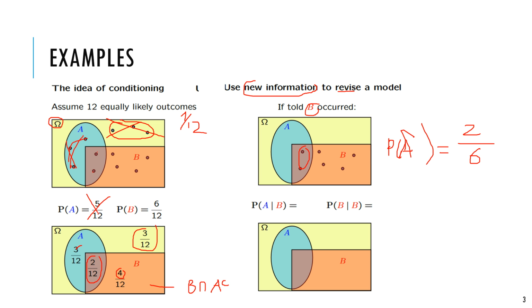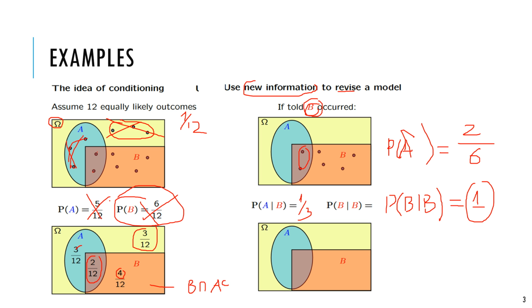It's totally different from these probabilities because in this case we know B occurred. So this is 2 over 6, which is 1/3. So how about the probability of B given B? In this case, it equals 1 because if we know B occurs, the probability that B occurs must be 1. So it's totally different from this value.